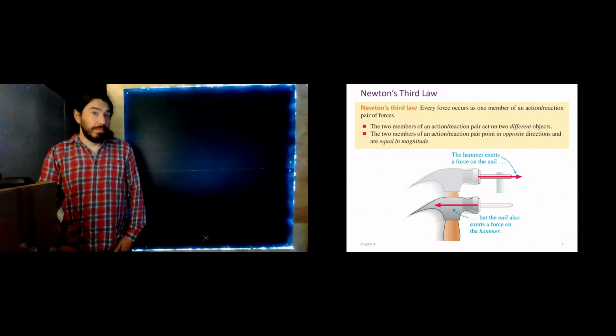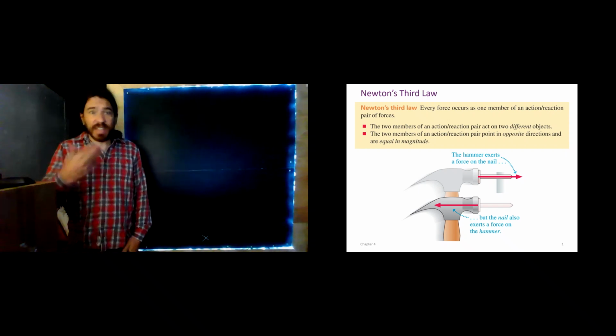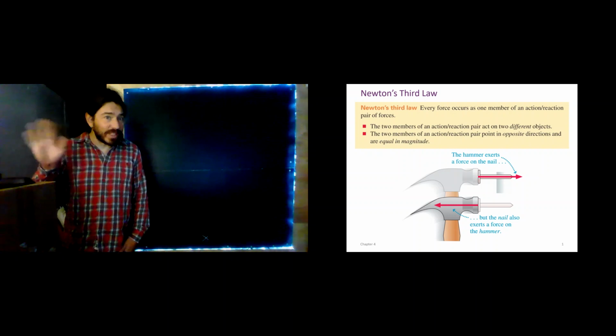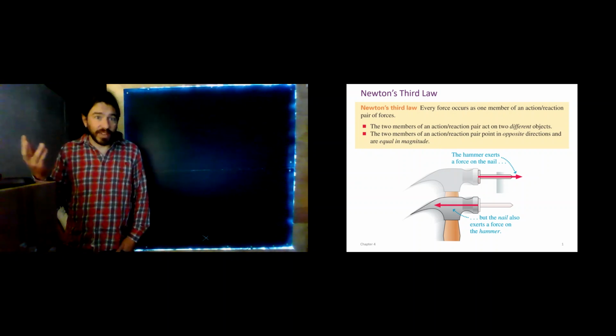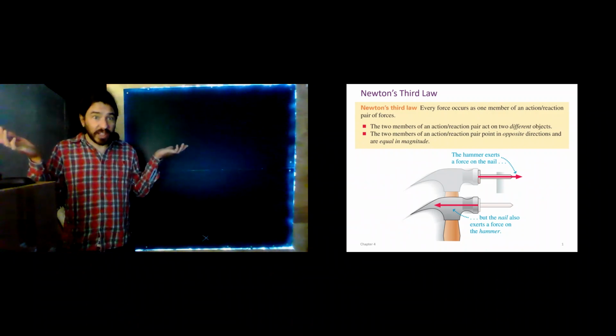Well, because the hammer and the nail are not symmetrical, right? They don't have the same mass. They don't have the same initial velocity. So even though they have the same force, they won't have the same acceleration. And they certainly won't have the same final velocity. So it's just the force that's the same. There's lots of other things that are different.